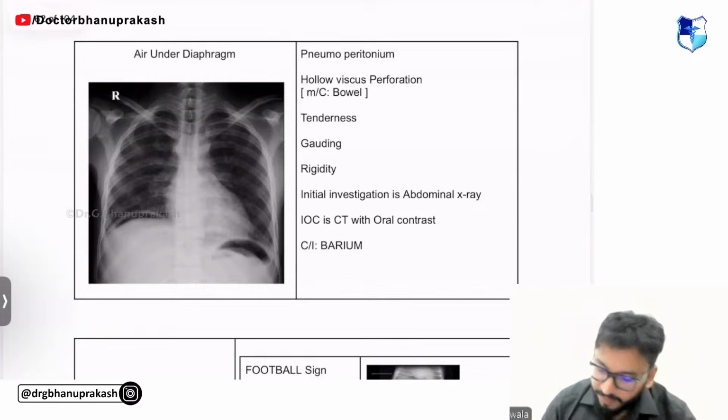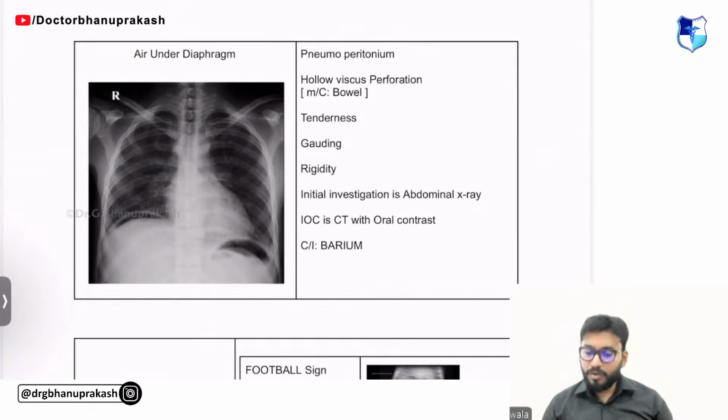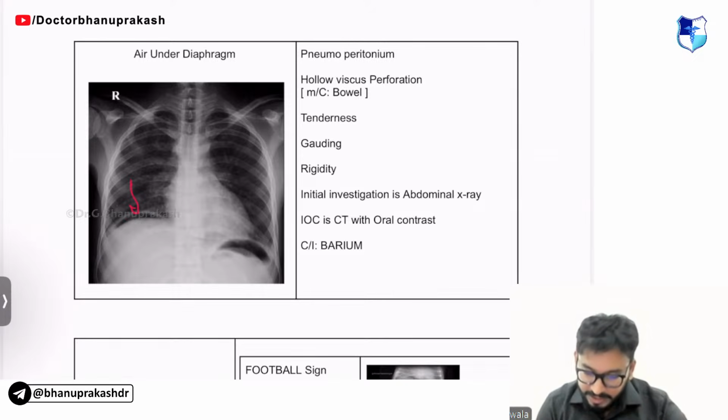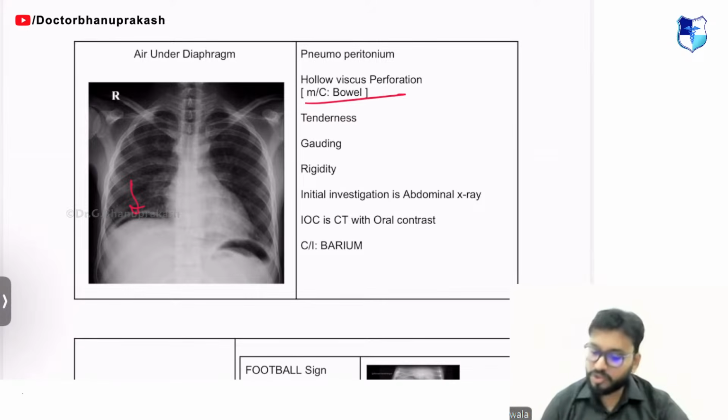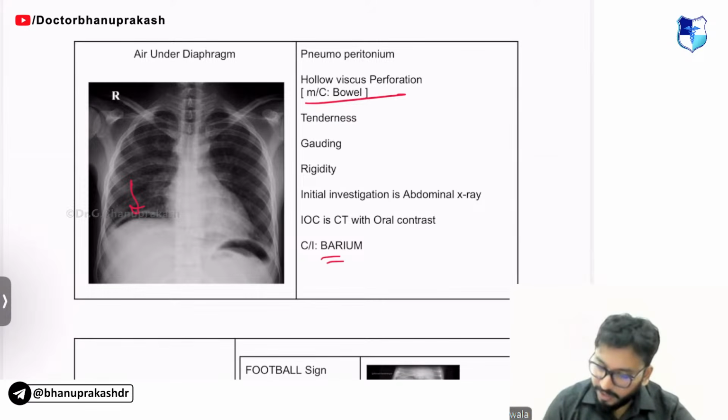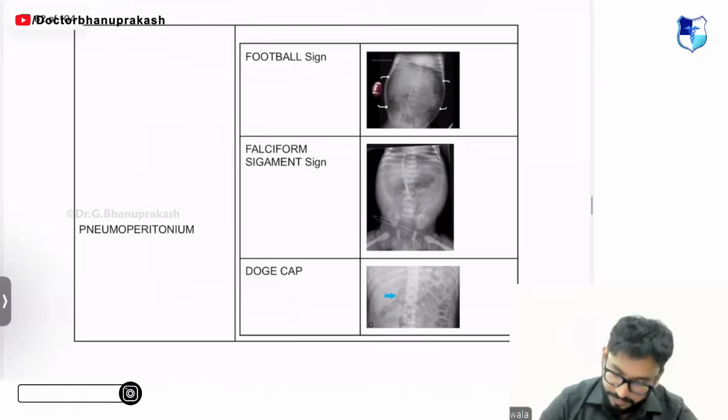Air under the diaphragm, guys, we've already seen in our basics. You see it on the right side. Tenderness, guarding, rigidity, all of these will be seen. Hollow viscus perforation, most commonly bowel. Contraindication is barium, because there is perforation.